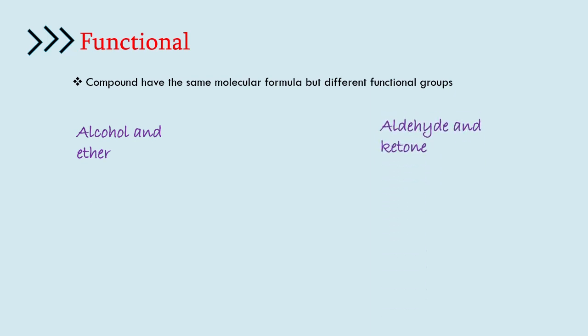As we know, alcohol and ether both have the same molecular formula, which is CnH2n+2O. But we know that the functional groups are different, and also the nomenclature of the organic compounds is different. Only the molecular formula they have in common. While aldehyde and ketone both have the same molecular formula, which is CnH2nO, but the functional groups are different.